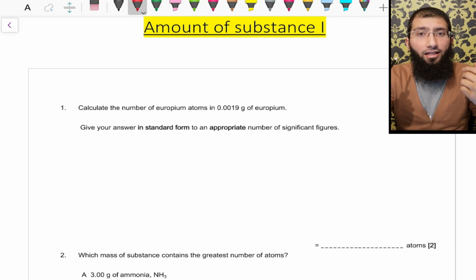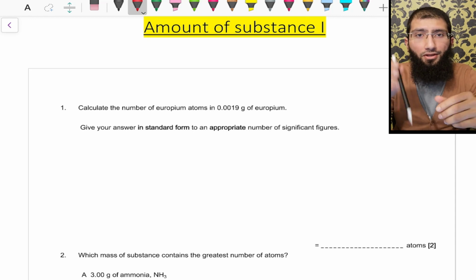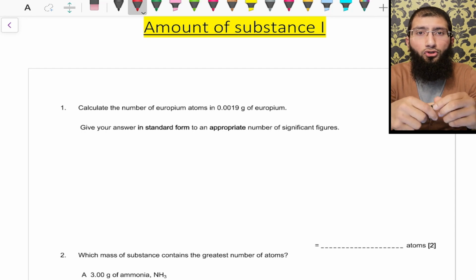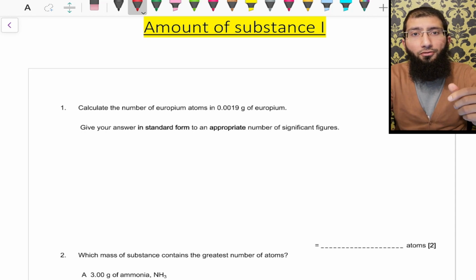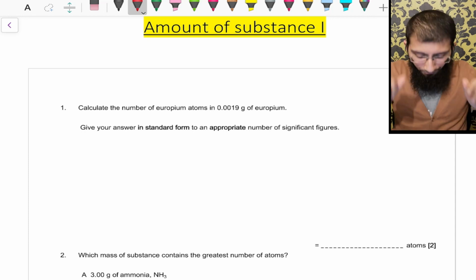In today's clip, we'll be carrying on the series on developing exam technique, but this time it's going to be an introduction to the topic 2.1.3, amount of substance, where we'll be looking at questions based on the mole. Okay, so let's get cracking on.